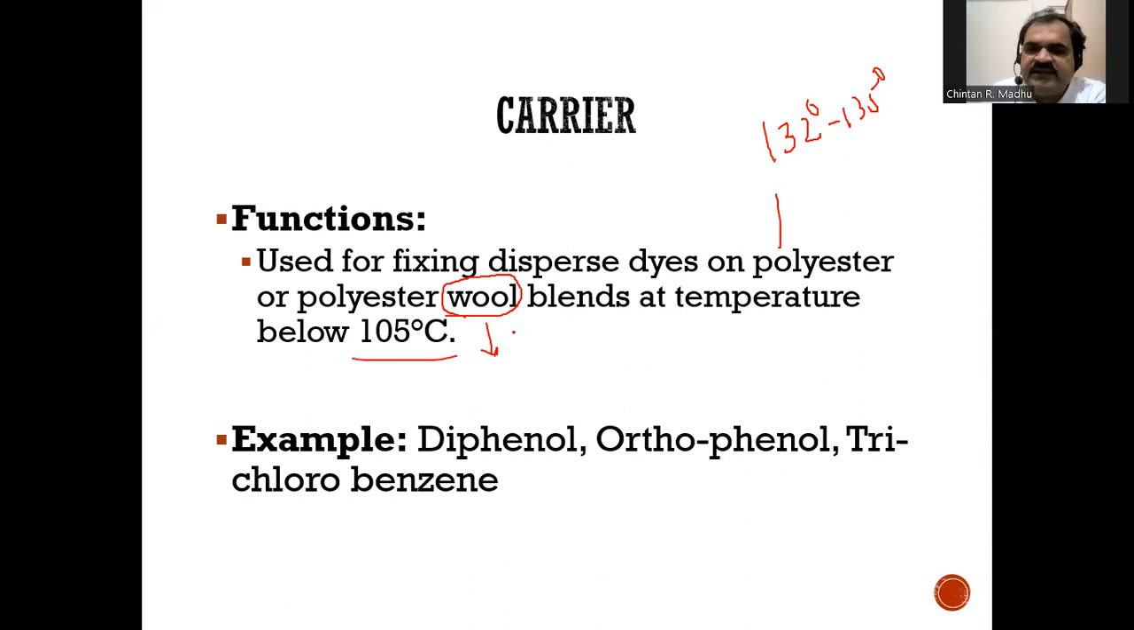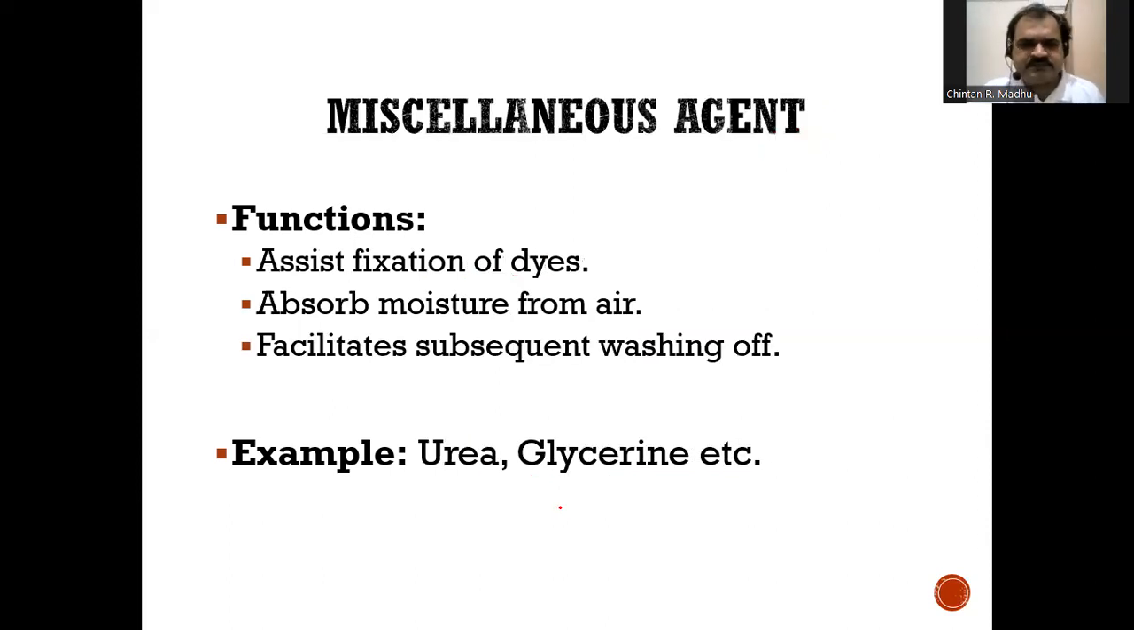So you have to go for only 105 for wool. So when we are dealing with blending, you have to use such a chemical which can prevent the original structure of your blend. That means of the fiber which we have used in the blend. Otherwise, the beauty of wool, maybe the crimpiness, maybe the bulkiness, will all be lost and it will become a flat fabric. So carriers, generally diphenol, orthophenol, trichlorobenzene, can be used in a printing paste.